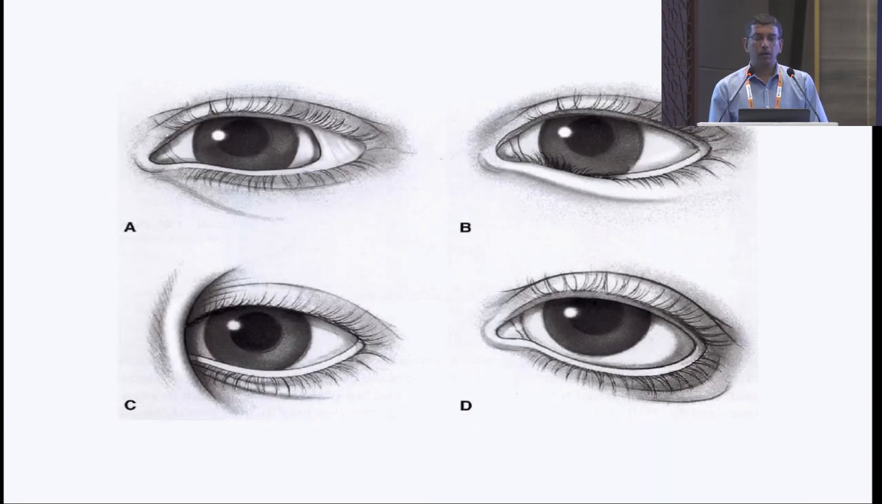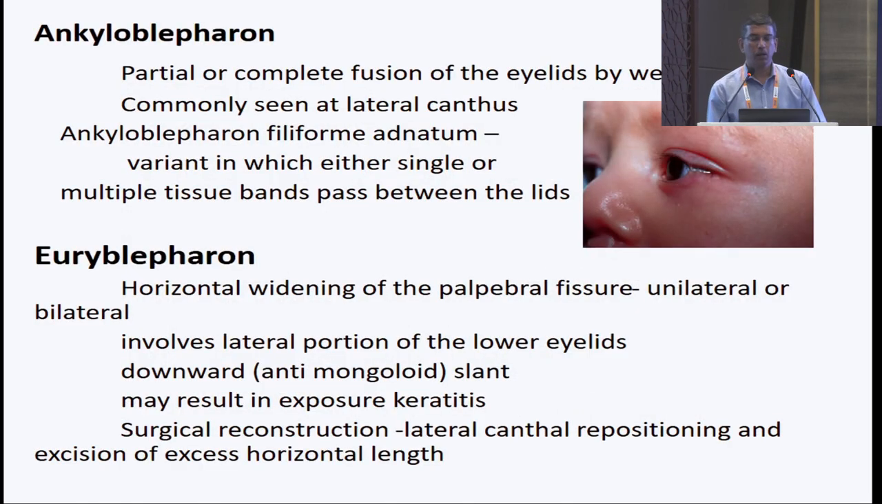There can be then euryblepharon, congenital entropion, which will be there. So what is ankyloblepharon? Where there is a partial or complete obstruction of the lids, that is a web of skin, and generally it is commonly seen at the lateral canthus. There can be a small occlusion, or there can be vertical tissue bands called filiform adhesions, which need to be observed, and a simple excision is done.